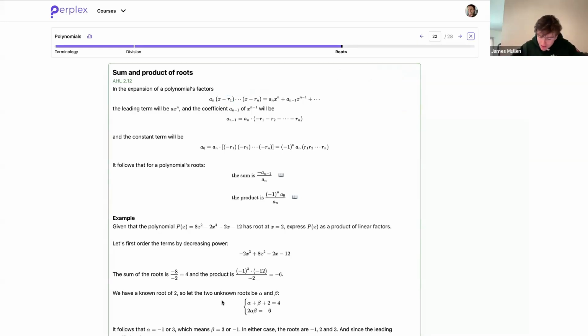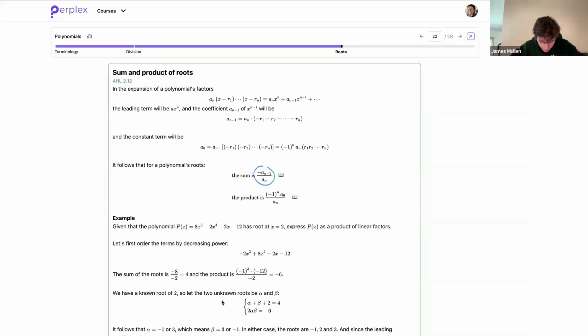So what does that mean? It means that if I were to add up all of my roots, r1 plus r2 plus r3, etc., it's going to give me the coefficient of the second term divided by the coefficient of the first term with a minus sign, right? So that's this formula here. It's in your formula booklet, right? The sum of the roots is negative a sub n minus 1 over a_n.